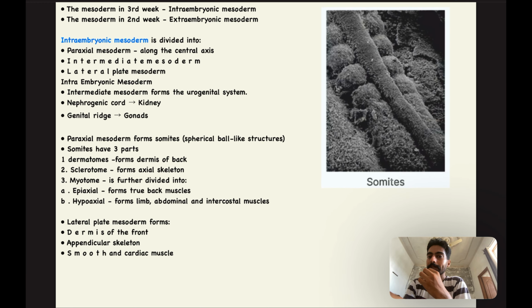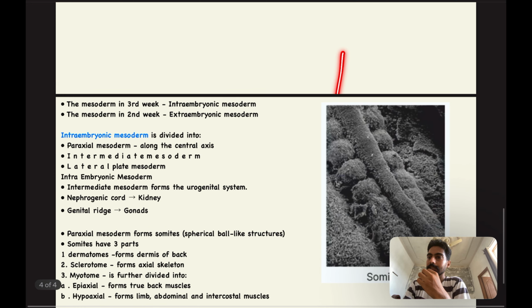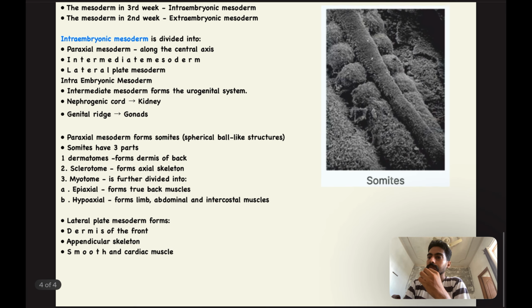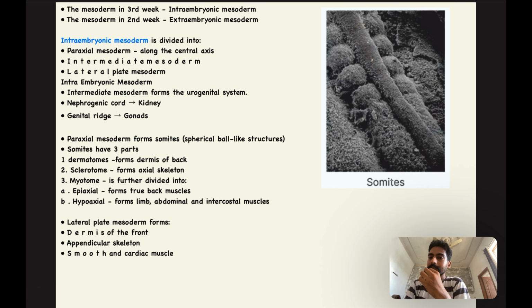Then if we talk about paraxial mesoderm, as we can see in this diagram, it is alongside our notochord. This is our notochord, and these spherical ball-like structures are called somites. So paraxial mesoderm forms somites, which are spherical ball-like structures. Somites have three parts: dermatome, sclerotome, and myotome.